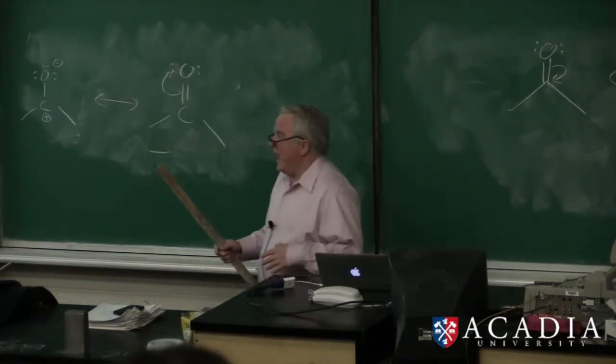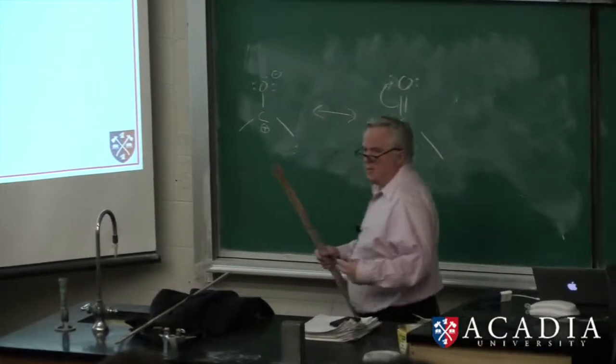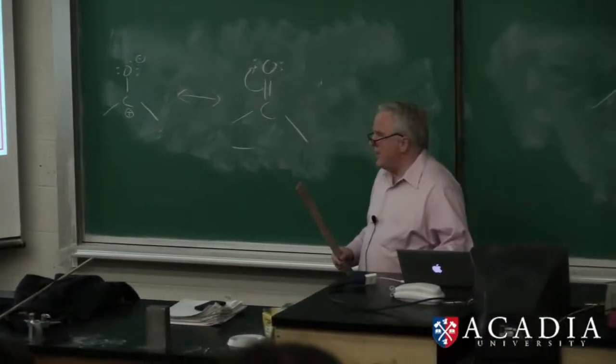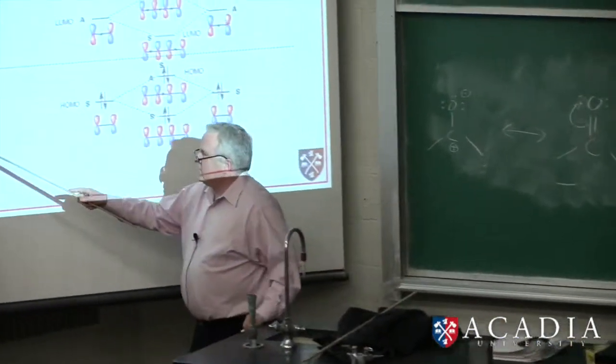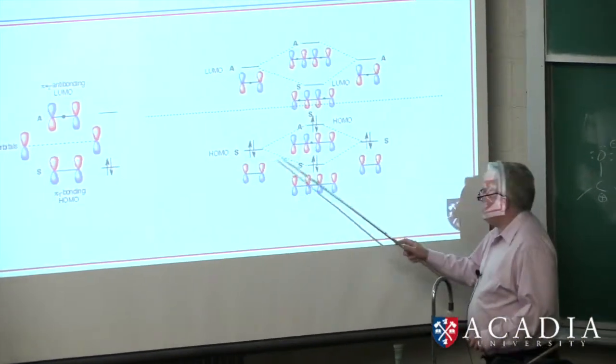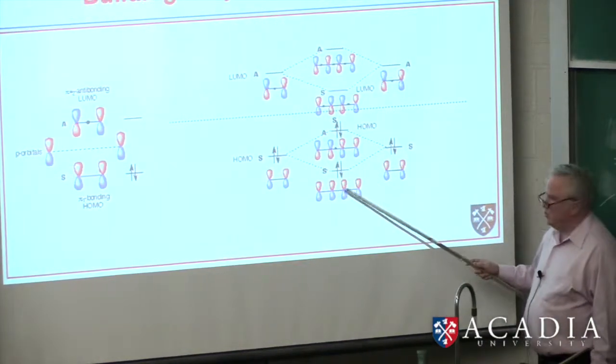So we have a single pi system. What about a conjugated pi system? We can actually think of building a conjugated pi system by taking each of these pi orbitals and interacting them to build 2 new orbitals.